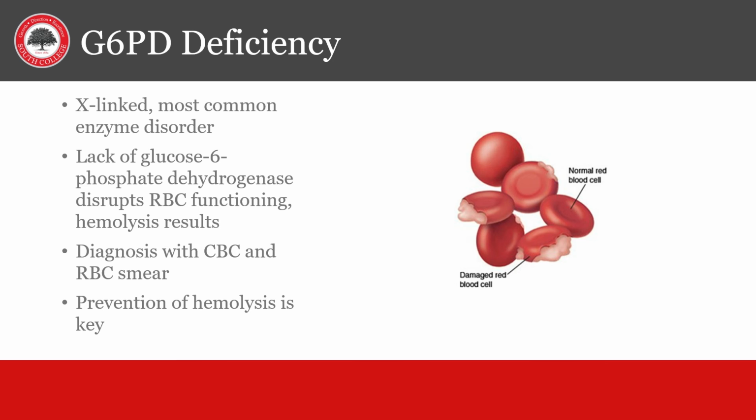G6PD deficiency is an X-linked disease and is the most common enzyme disorder. This disease causes hemolysis of the red blood cells prematurely and can be diagnosed with a CBC and a blood smear. Prevention of hemolysis is key.